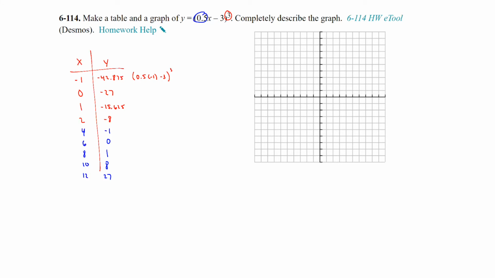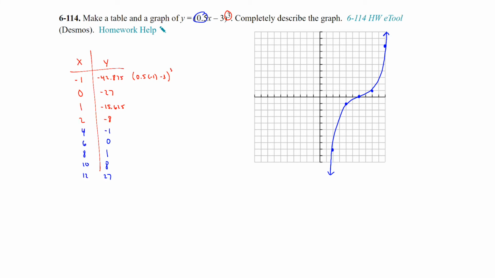I'm going to go ahead and graph the values that we have that fit on the 10 by 10 that I have. So 2, -8, 4, -1, 6, 0, 8, 1, and then 10, 8. So those are the 5 points that fit. So what does this look like? It's going to be a curve. Just trying to connect the points best I can, but it is going to look like that.